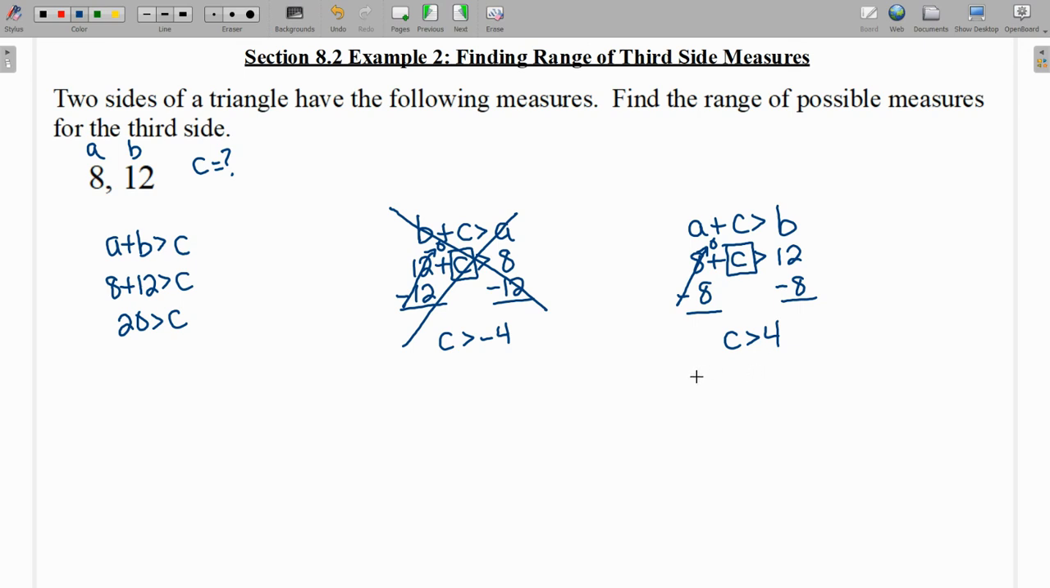C values can be 5, they can be 10, they could be 17, they could be 11.5. So this is also possible. What we have between these two criteria is that my C values have to be between 4 and 20. Anything in between those two numbers, not including 4 and 20, is going to be a possible side length that we could combine with a side length of 8 and a side length of 12 in order to form a triangle.